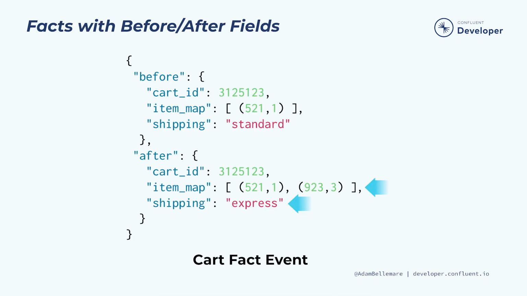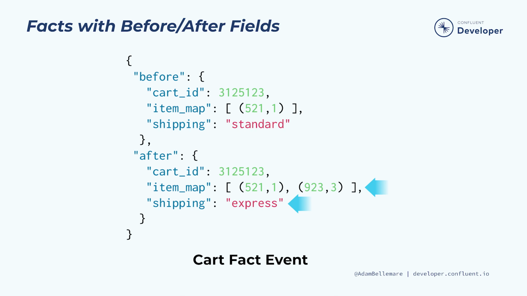Fact events can be modeled to include both a full copy of the state before a change and a full copy of the state after a change has occurred. This model is commonly found with change data capture services, but can be made part of any fact-based event model. In this example, the cart fact shows what adding 3 new items to the item map may look like. You may also notice that the shipping selection was also updated, all in a single event.